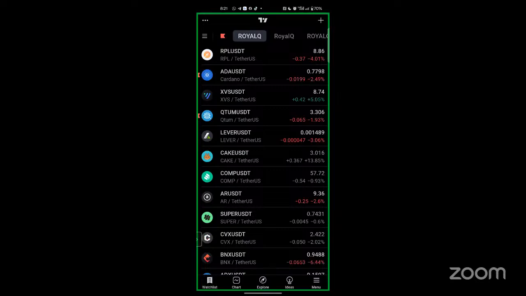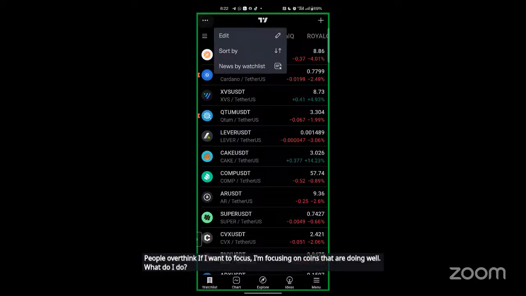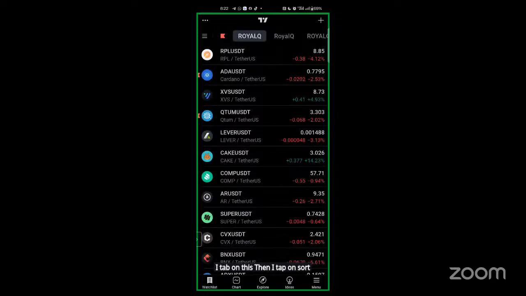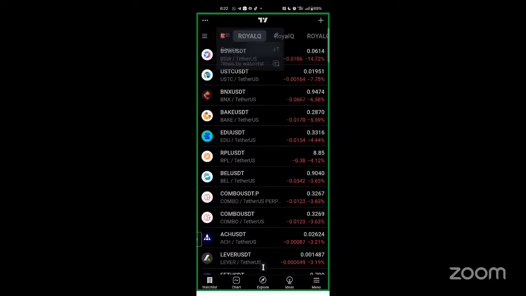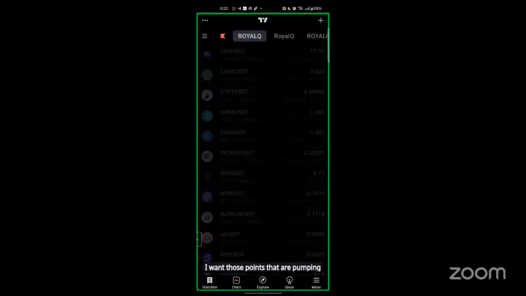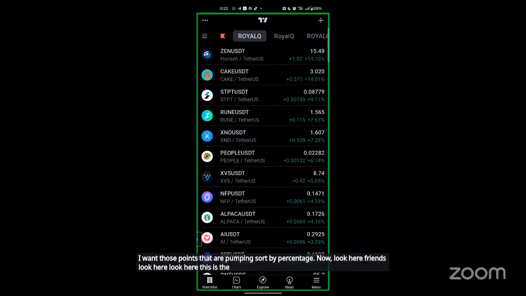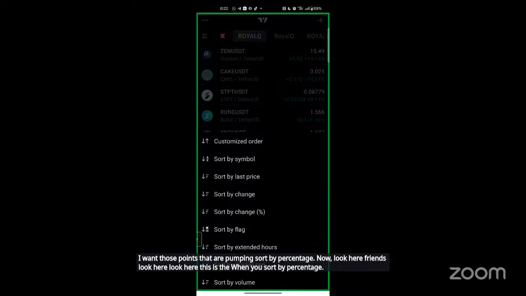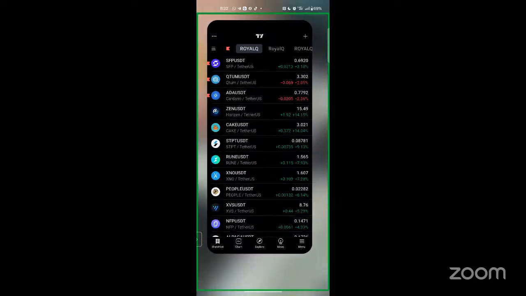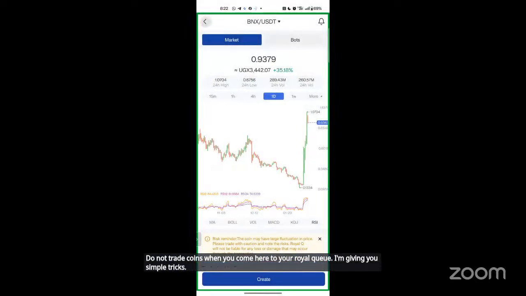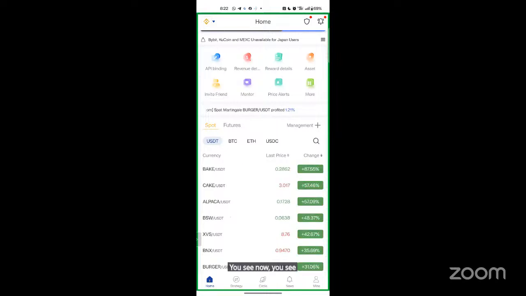If I want to focus, I focus on coins that are doing well. What do I do? I tap on this, then I tap on sort by percentage. I want those coins that are pumping, sorted by percentage. Now, look here, friends. This is the trick. When you sort by percentage, do not trade coins when you come here to your royal queue. I'm giving you simple tricks. You see now? These are the coins that are pumping.